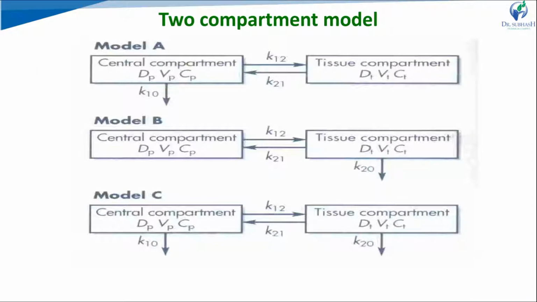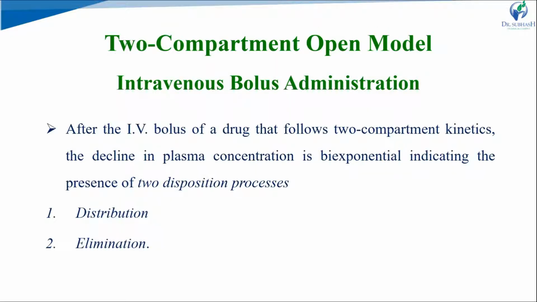In the two compartment model, three possibilities are there. In the first, the drug reaches the central compartment after absorption, is then distributed to the peripheral compartment, and is eliminated only from the central compartment. In the second possibility, the drug enters the central compartment, distributes to the peripheral compartment, and is eliminated from the peripheral compartment. The third possibility, model C, is that the drug enters the central compartment, distributes to the peripheral, and is eliminated from both central and peripheral compartments. But in the multi-compartment model, the assumption is that the drug is eliminated only from the central compartment.